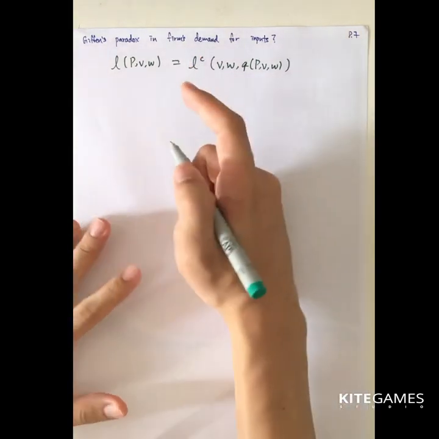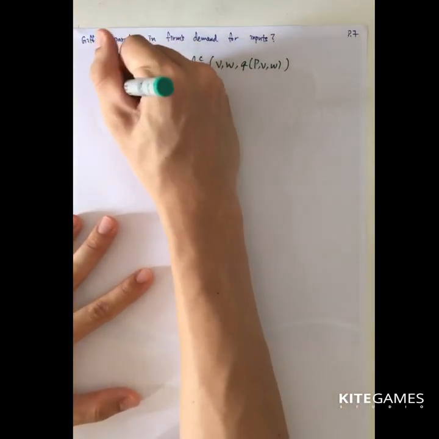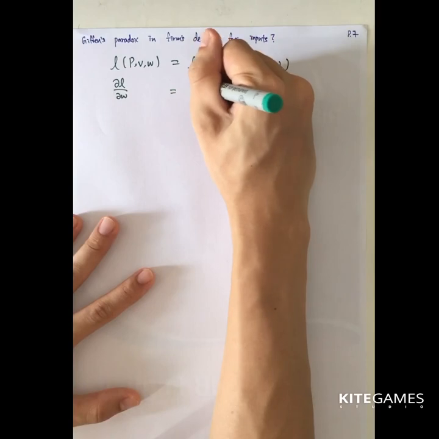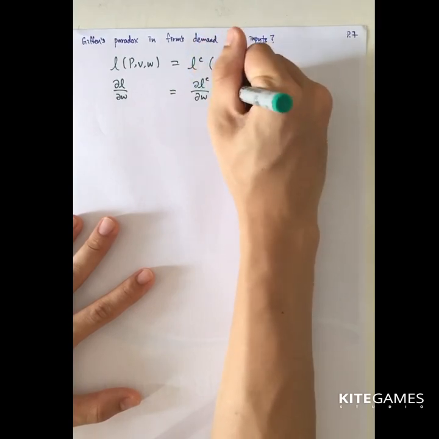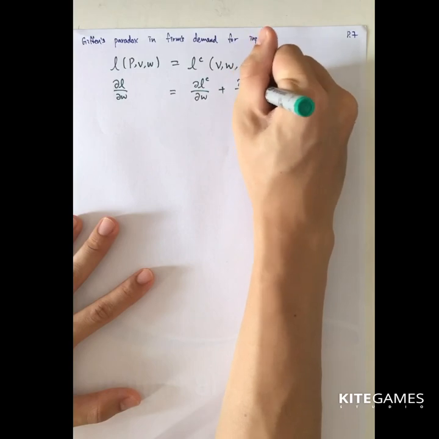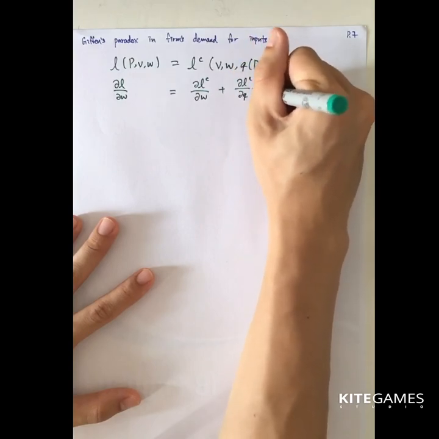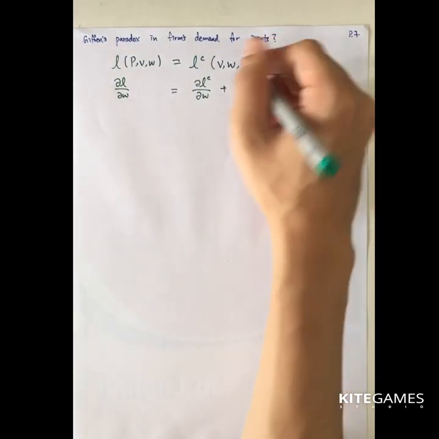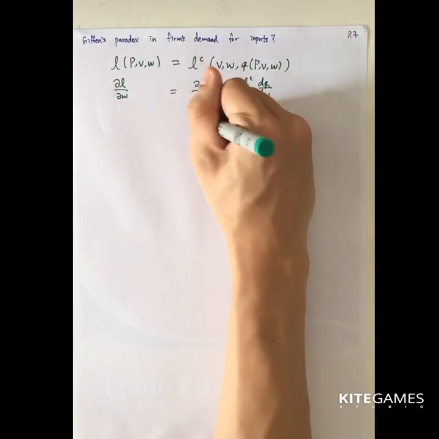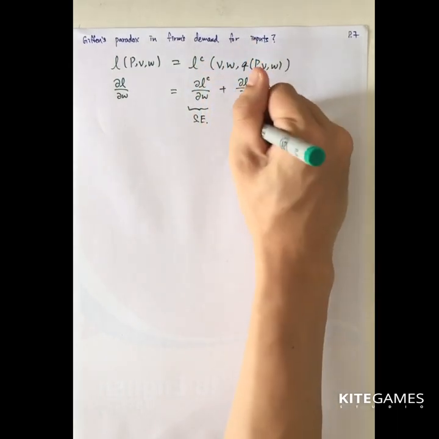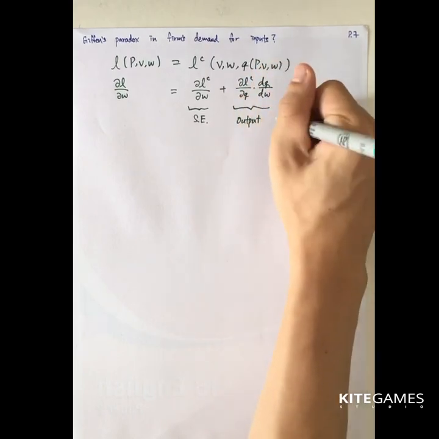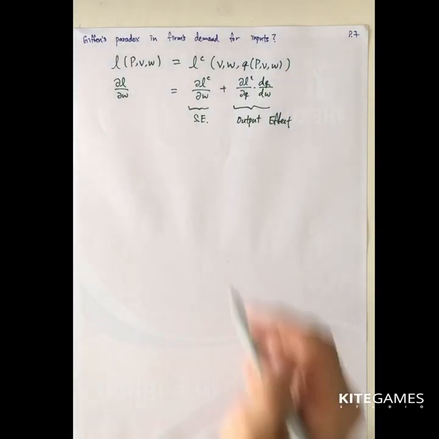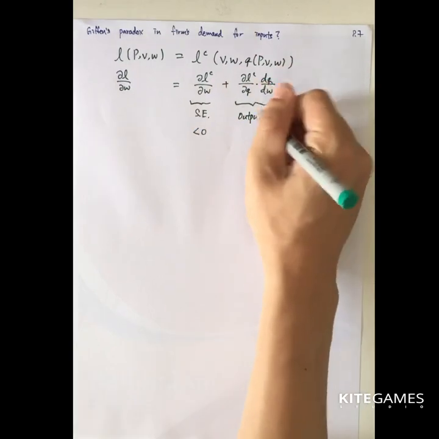Okay, so now I'm going to see whether partial L, partial W is positive or negative. This is equal to partial L^C, partial W, plus partial L^C, partial Q, dQ, dW, or you can replace by partial Q, partial W. This is the substitution effect, keeping the isoquant constant. This is what we call not the income effect because it's in production. This is the output effect. By the substitution effect, we know this must be negative. How about the output effect?